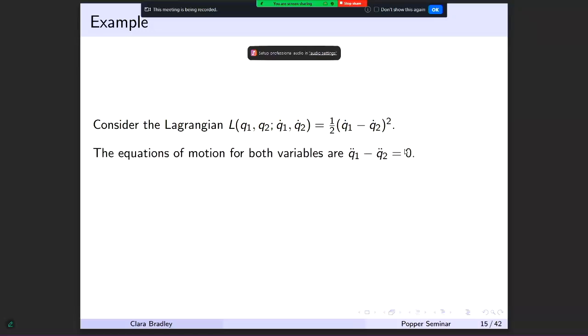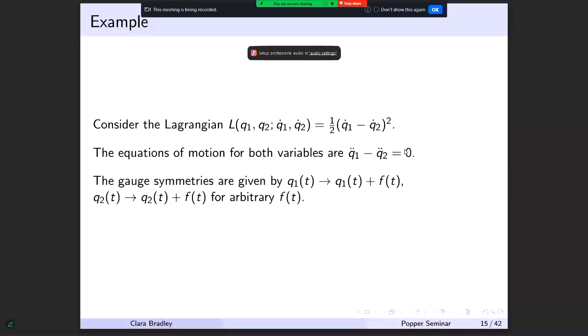Then what it turns out is that when we do the Euler-Lagrange equations for this Lagrangian, for both the variable q1 and q2, they end up being the same equation. They end up being that the acceleration of this particle 1 minus the acceleration of the particle 2 is equal to 0. And so, because the equations of motion for this system are not independent from each other, they just give rise to exactly the same equation of motion, it turns out that this is a gauge theory.